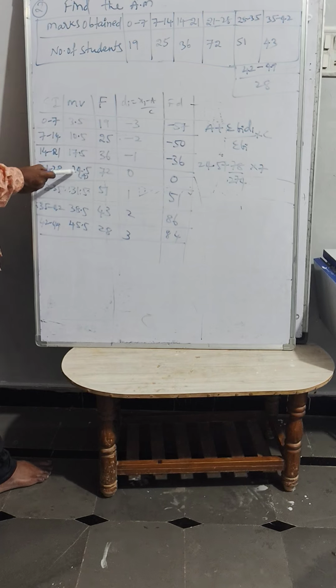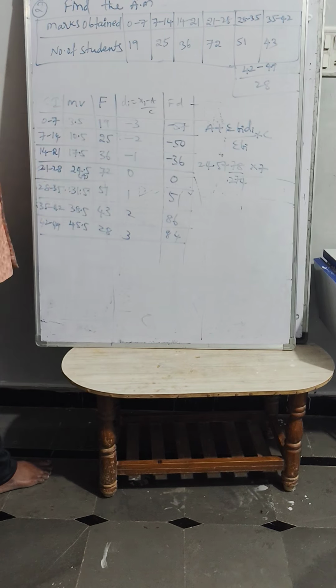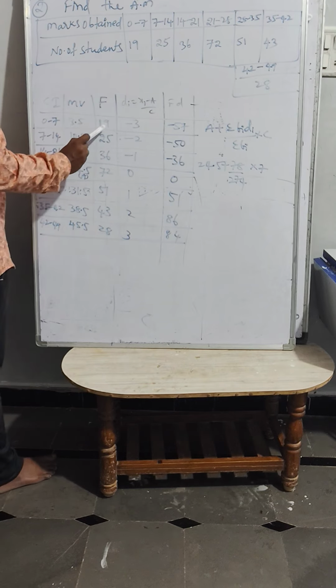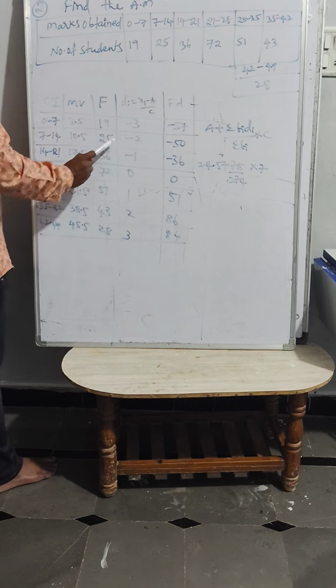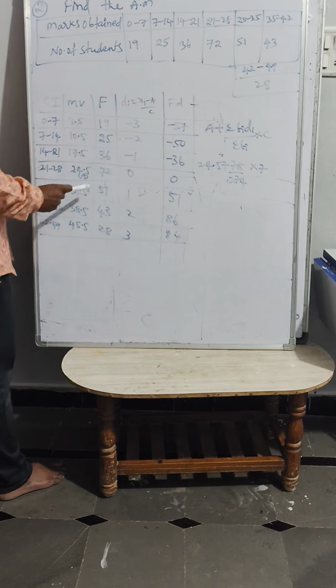This one minus this one. 3.5 minus 24.5, 21 minus 21 by 7. These differences: minus 3, minus 2, minus 1, 0, 1, 2, 3, it will come, children. 10.5 minus 24.5, minus 14, minus 14 by 7, these differences. Xi minus A by C is the D value. Then F into D: 19 into minus 3 is minus 57, 25 into minus 2 is minus 50, 36 into minus 1, minus 36, 72.